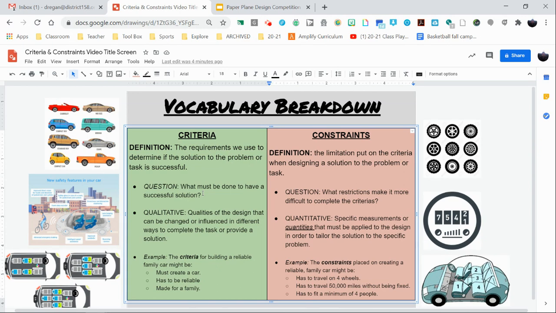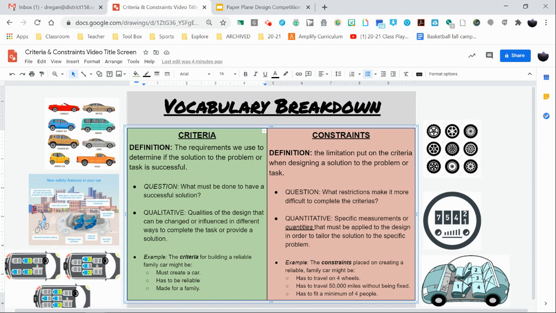This can help us narrow down whether or not we're looking at a criteria or a constraint to our overall problem. When deciding whether something is a constraint, we can ask ourselves what restrictions make it more difficult to complete the criteria. Okay, so what must be done to make the solution successful? What restrictions make it more difficult? So if you notice the questions, very different, okay? One focusing on the restrictions, one focusing on what must be done to be successful, okay? Now, using these questions can help narrow if something's criteria or constraint, but it is not always the best way.